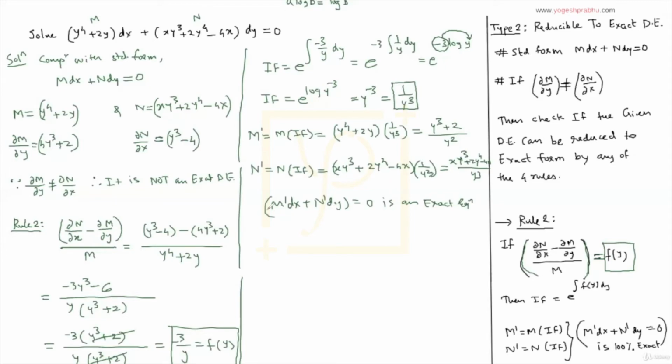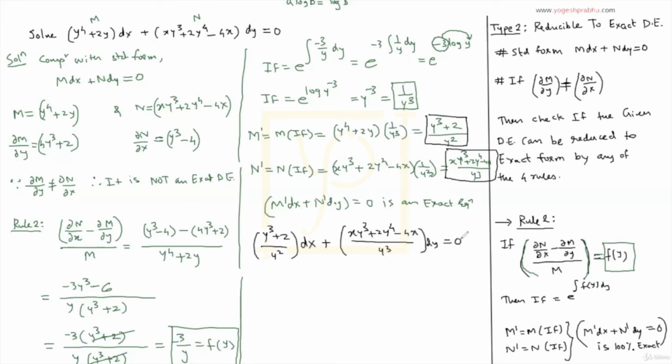So now let us write the equation in terms of m dash dx and n dash dy. Let's just see what happens. Now m dash is over here. This is the value of m dash and this is the value of n dash. So let me write them. This is going to be y cube plus 2 by y square dx, plus n dash, which is x y cube plus 2y raised to 4 minus 4x divided by y cube dy, equal to 0.